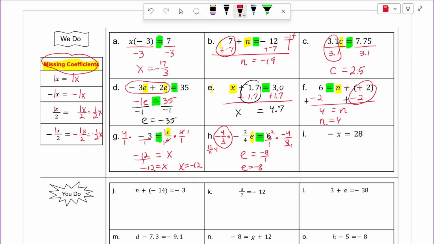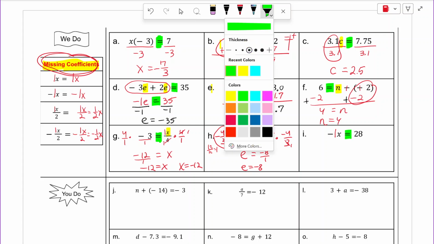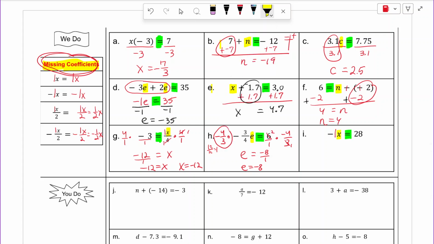And the last one, it looks like it's already solved, but you cannot have a solution with a negative variable. So we learned over here in our missing coefficients, there is a 1 right here. That 1 is doing what to the variable? It is multiplying. So the inverse of multiplication can be division. And x is -28.